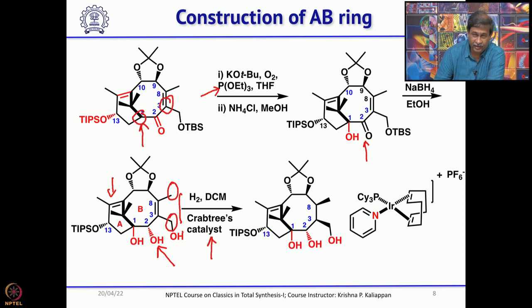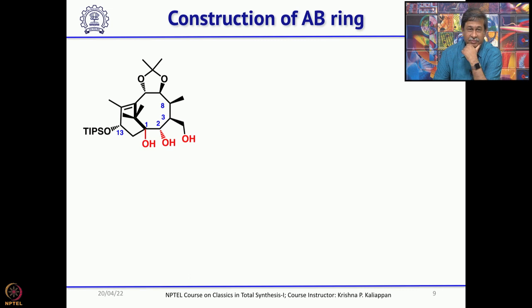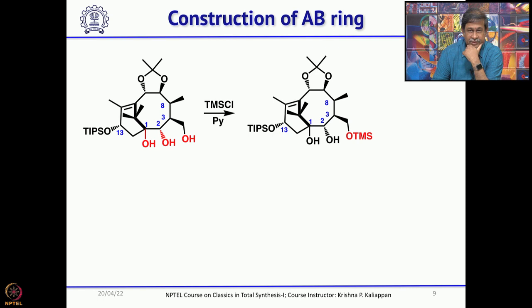Now you have the methyl group, you have CH2OH, but you should remember, you have a primary alcohol, a secondary alcohol, and a tertiary alcohol. You need to protect some of them. You can protect the primary alcohol in the presence of secondary and tertiary. So in situ and temporary protection with TMS chloride, you protect the primary alcohol.